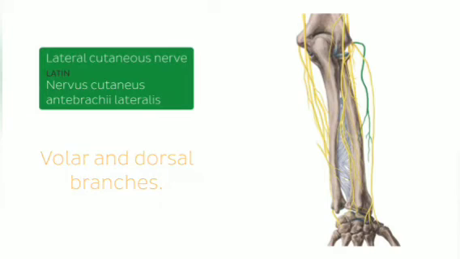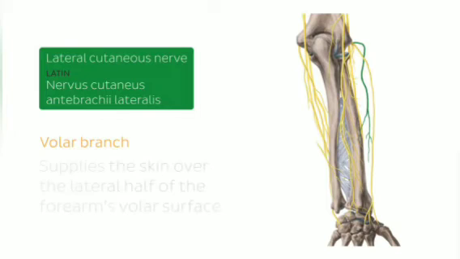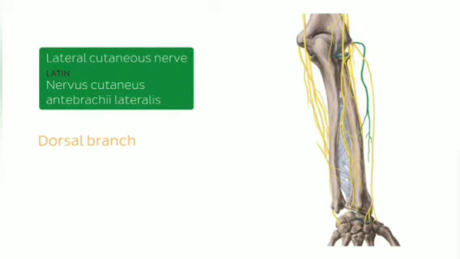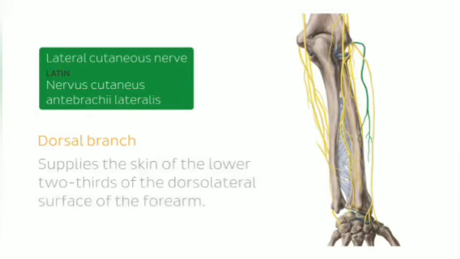Now, if we talk briefly about the volar branch, or anterior branch, it descends along the radial border of the forearm to the wrist and supplies the skin over the lateral half of the forearm's volar surface. Now, a brief note here on the dorsal branch, also known as the posterior branch of the lateral cutaneous nerve. This descends along the dorsal surface of the radial side of the forearm to the wrist, and it supplies the skin of the lower two thirds of the dorsolateral surface of the forearm.